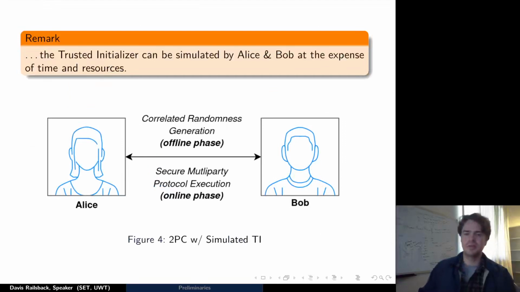Finally, in the security setting, we can eliminate the trusted initializer entirely by splitting the protocol execution into an online and offline phase. This simulating of the trusted initializer just costs extra time and resources, but it's not required to include a trusted initializer.